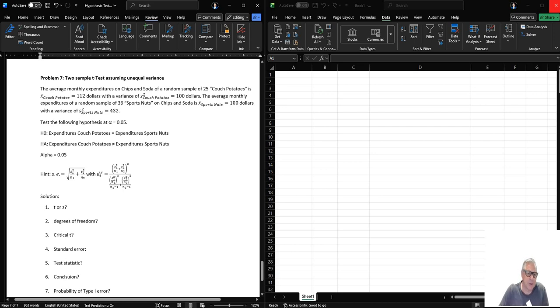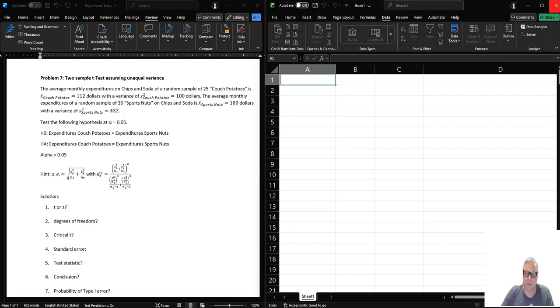Alright, so this is the last problem set on the lecture on hypothesis tests, and we have here a two-sample t-test assuming unequal variance. So we have again two groups, and they are the couch potatoes and the sports nuts. So let's call them couch and sports. And we have statistics for those two samples.